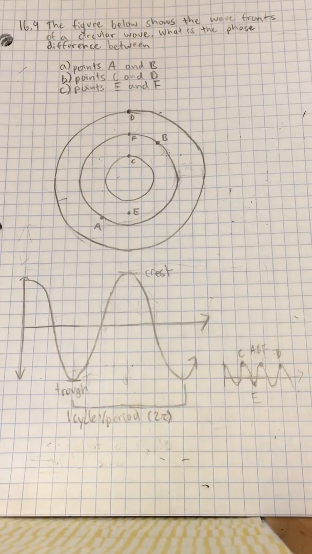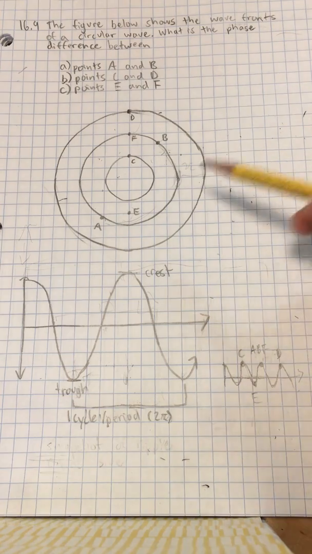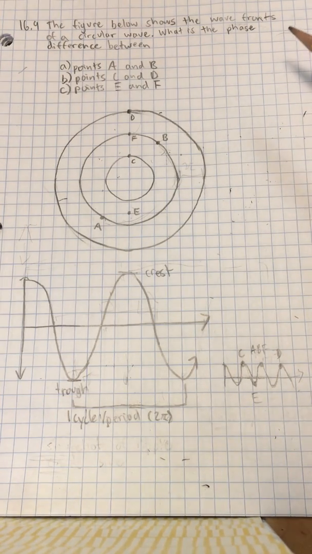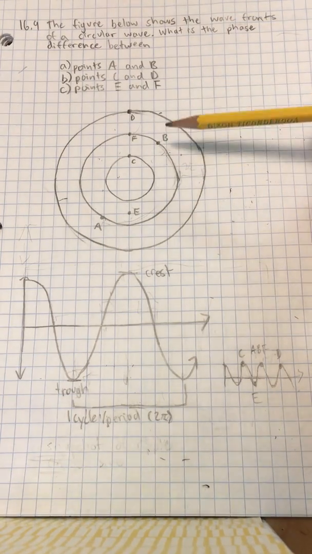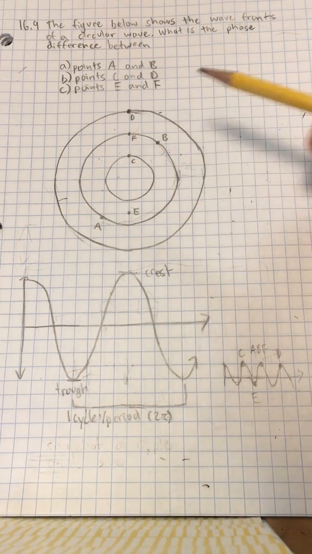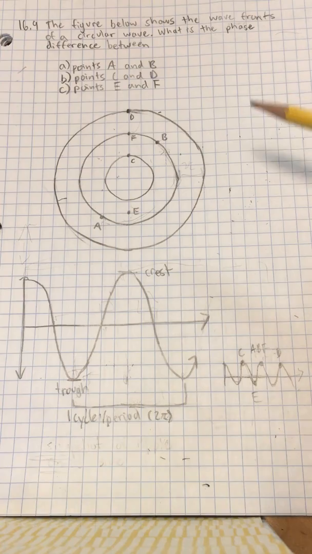Hi, my name is Garrick, and I was assigned homework 2, problem 16.9. The figure below shows the wavefronts of a circular wave. What is the phase difference between points A and B, and points C and D, and points E and F?